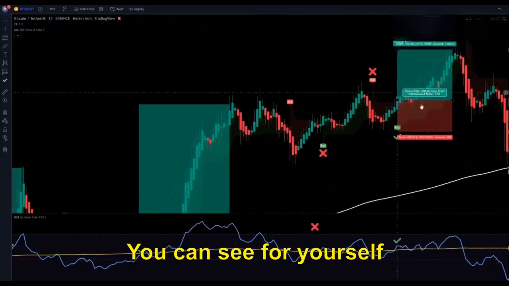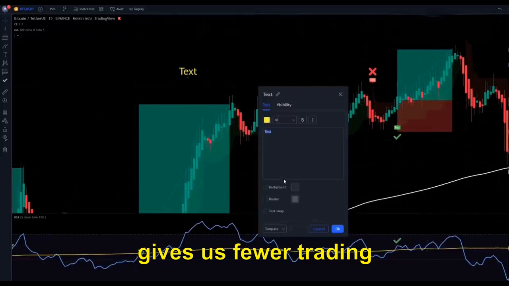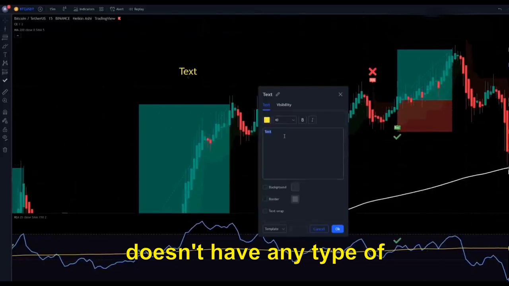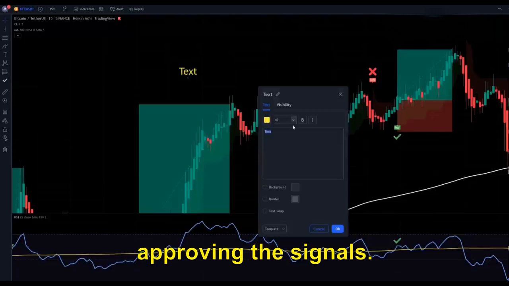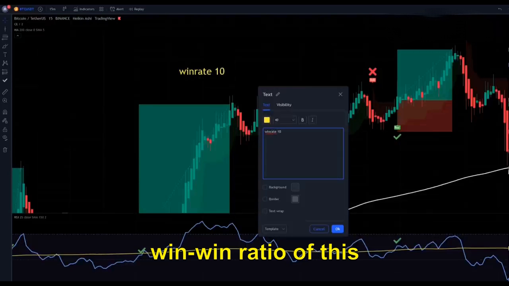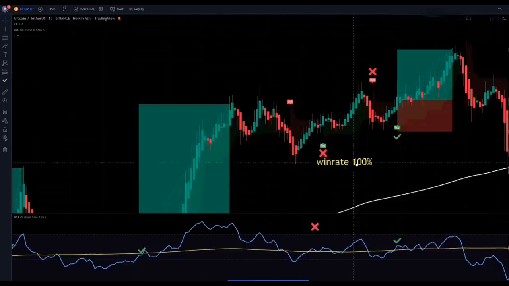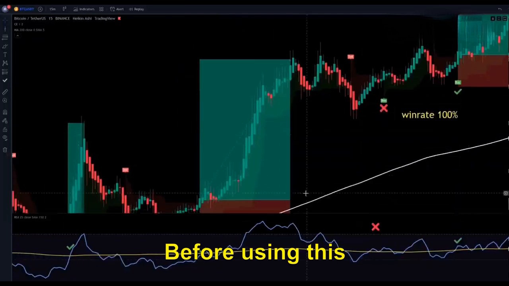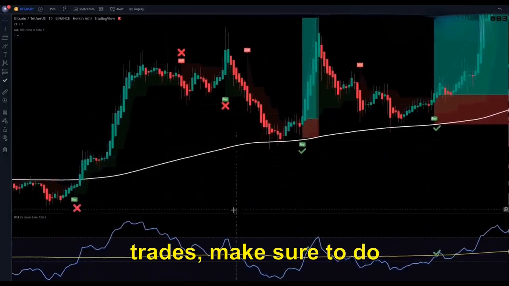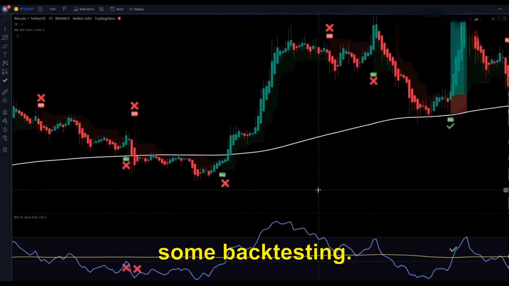You can see for yourself that this strategy gives us fewer trading positions, but it doesn't have any type of error because it is using 3 powerful indicators for approving the signals. As a matter of fact, the win-rate ratio of this strategy is 100% because it gives us bigger risk-reward ratios. Before using this strategy in your trades, make sure to do some backtesting.